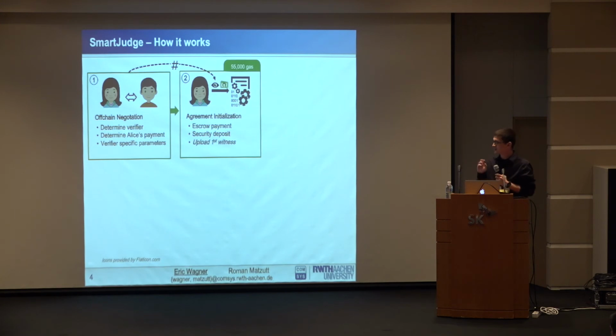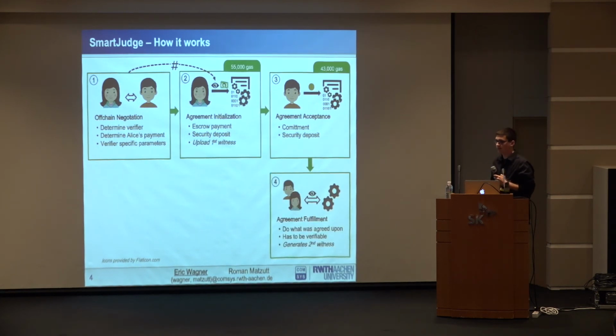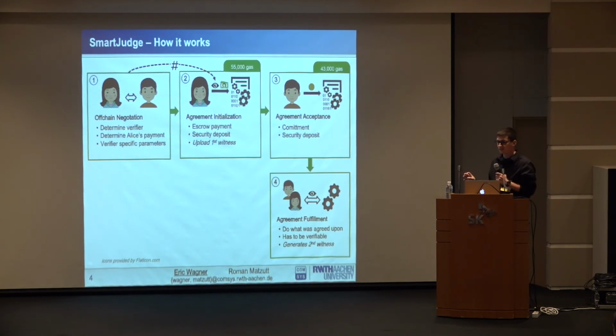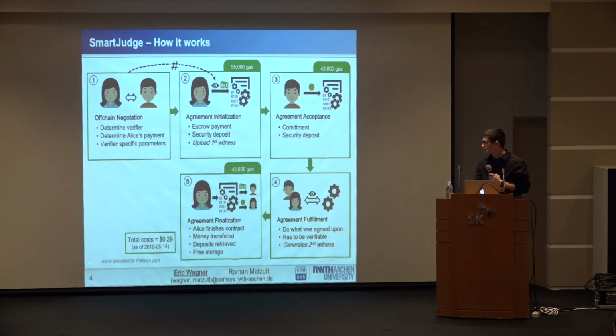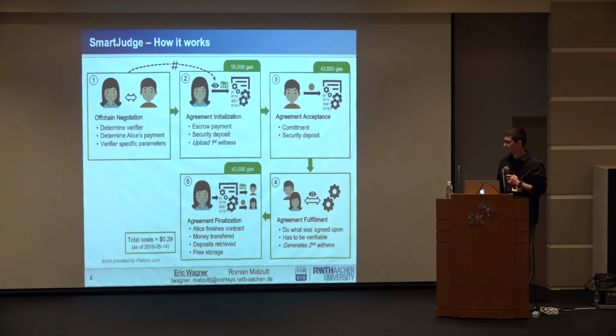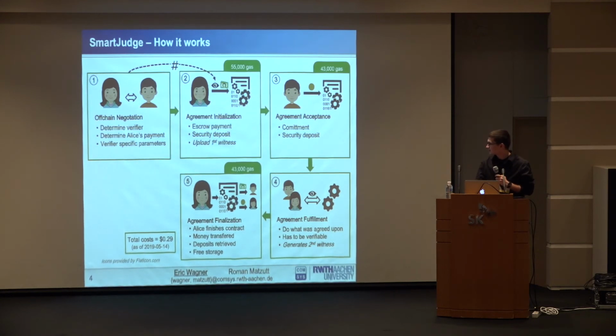And then, Alice escrows her payment and makes some security deposit. And then afterward, Bob just accepts this, and then we have the off-chain fulfillment of the agreement. Here we can really save the cost because we do not have any costs related to the blockchain. And then this interaction has to generate this second witness somehow that can be used to verify in case it comes to a dispute. And then lastly, at least for the honest case, Alice just says, okay, everything worked correctly, Bob is being paid, and both get their deposit back, and we free up the storage, so we can really be cheap. So we checked the price yesterday, and it was 29 cents for this interaction in the case of honest parties, despite now the Ethereum price and gas costs rising again.